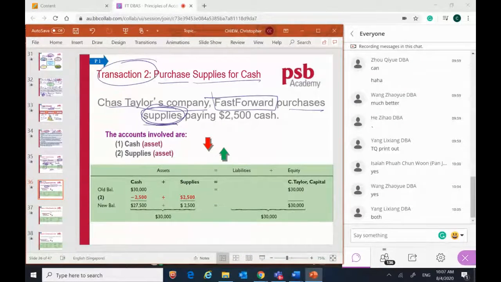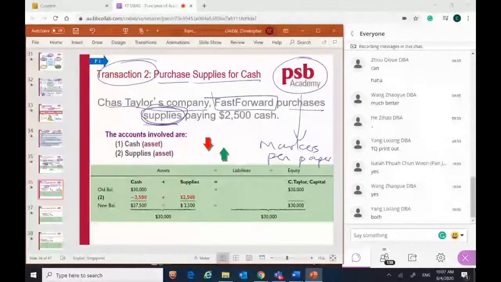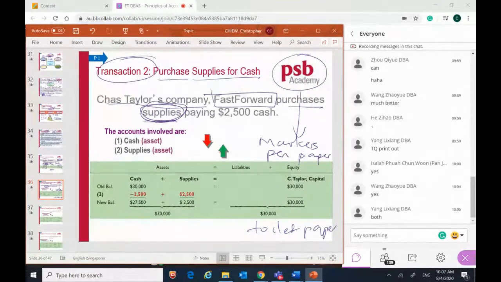For example, in the case of PSB, now PSB is a school. So the supplies that we need will be markers, pen, paper. Now all these are supplies. And of course, imagine when the school is open, when you go to the physical campus, you can see that in the toilet, there's toilet paper, okay? And inside the toilet, you have the liquid detergent, the hand soap, and so on. All these are known as supplies. Are you following?